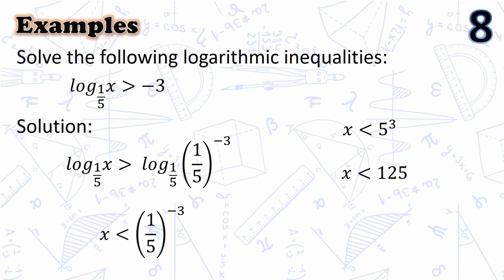125. Looking back at our logarithmic inequality, the logarithm of x to the base 1/5 is greater than negative 3, x cannot be 0 or a negative value. Therefore, our solution set will be all values of x greater than 0 but less than 125, or in interval notation we have (0, 125).